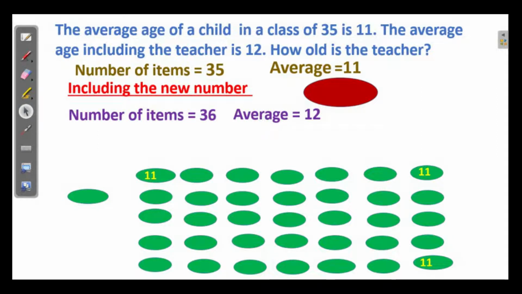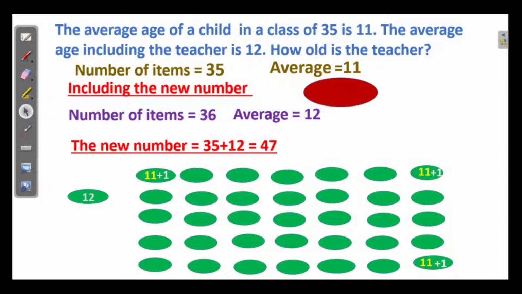So, from this new number, 1 is distributed to all these 35 items. So, the average is 12, so the new number is 12 plus these 35, which is 47. So, age of the teacher is 47. This can be done at a glance itself, which is easier.